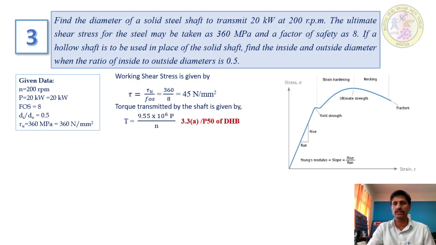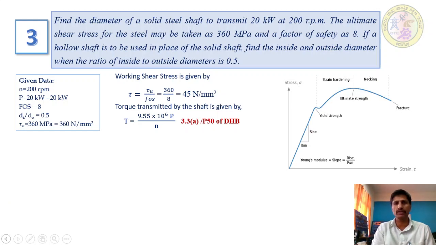And we know the equation T is equal to 9.55 into 10 raised to 6 into P divided by N. So by using this equation, we can easily find out the torque transmission capacity of the shaft. And this equation is available in your design data handbook, page number 50, equation number 3.3a.